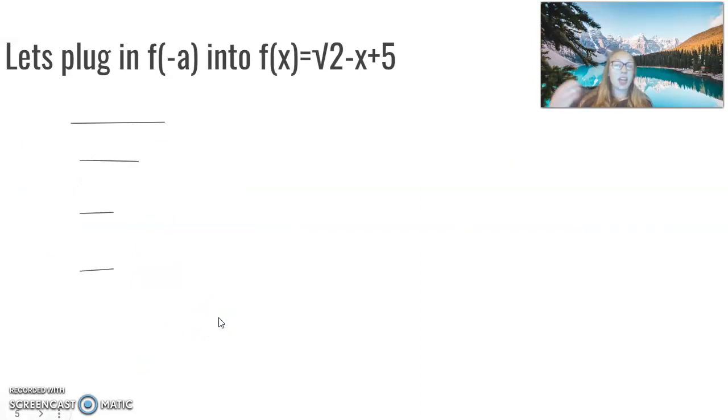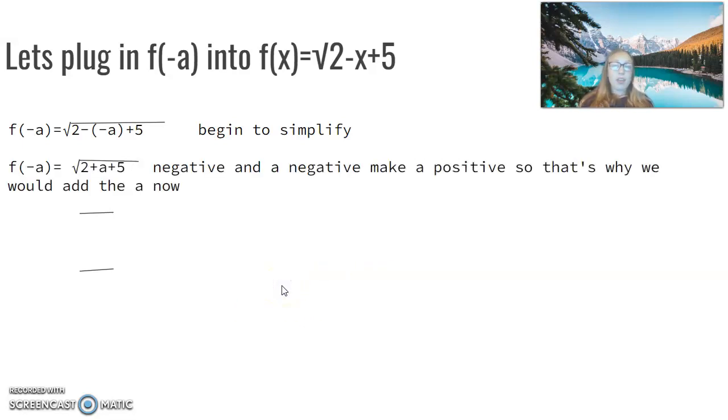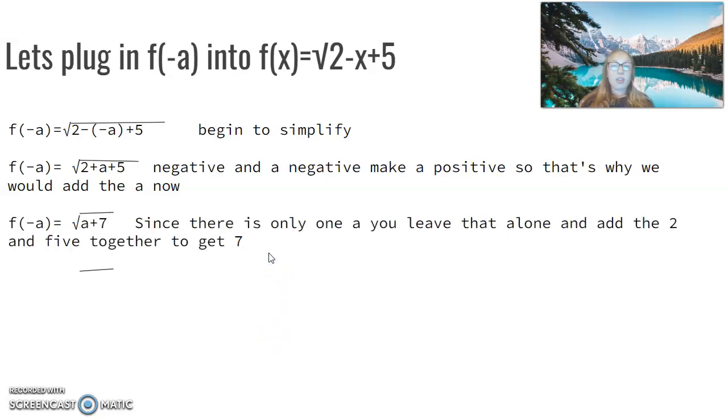Now let's plug in our -a. It'll look something like this. So f(-a) equals the square root of 2 minus -a plus 5. Let's simplify it. f(-a) equals the square root of 2 plus a plus 5. Another negative and a negative make a positive, so that's why I would add the a now. So then you get f(-a) equals the square root of a plus 7.